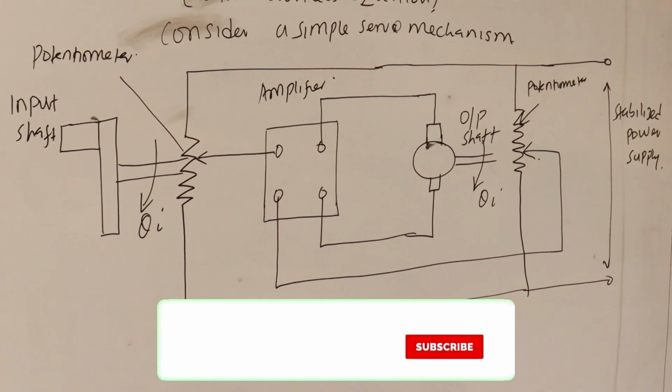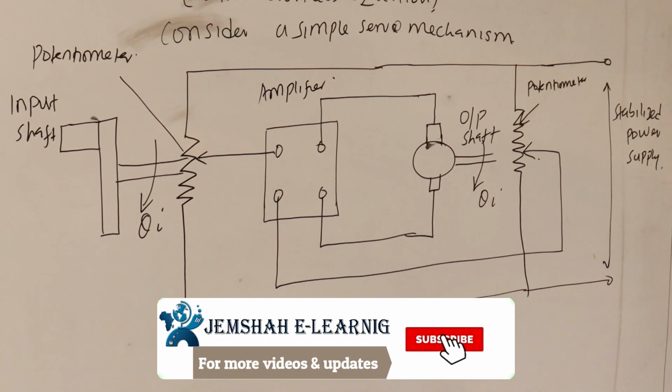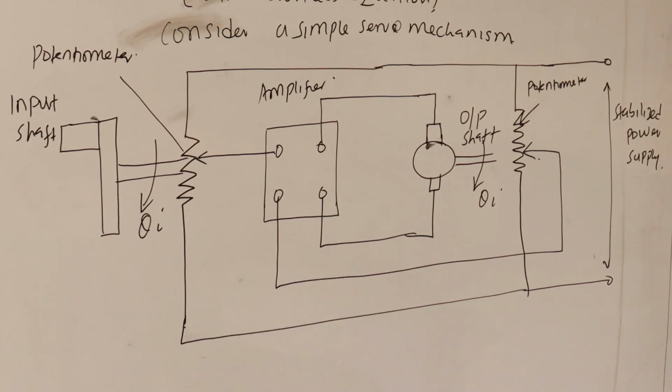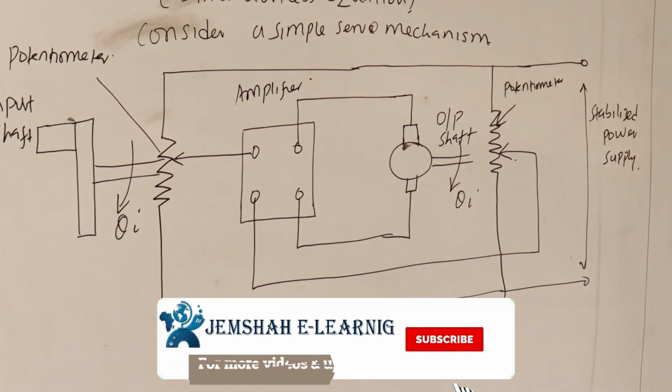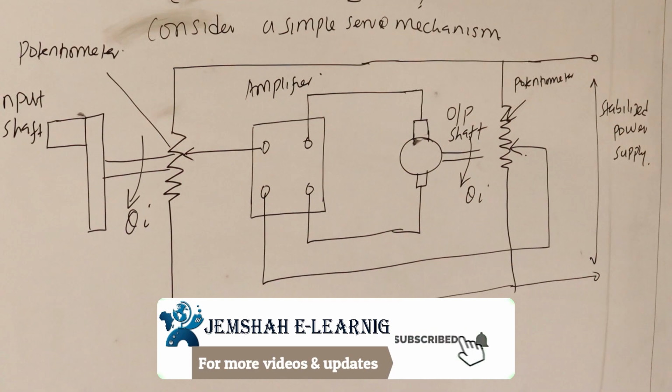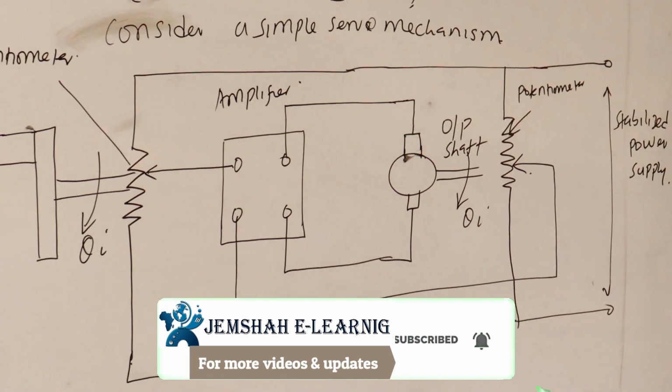So you can see that we have two potentiometers, one at the input and the other one at the output. The angular positions of the two shafts are measured by coupling the sliders, and the sliders are this and that. The sliders of the potentiometers are coupled to each shaft and then connected, both of them, to their respective potentiometers, and this is done across a stabilized power supply.